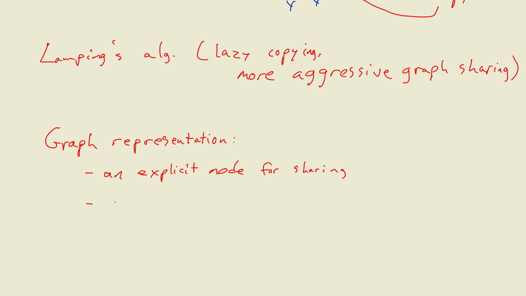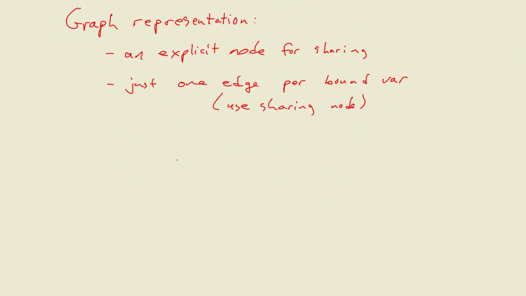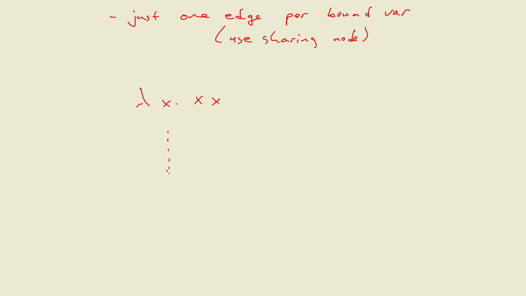And so, I'm sorry, let me say, there's just going to be one edge per bound variable, because you're going to use the sharing node for duplication of that variable. So, for example, let's say we wanted to do lambda x applied to x. This is going to get turned into the following graph.